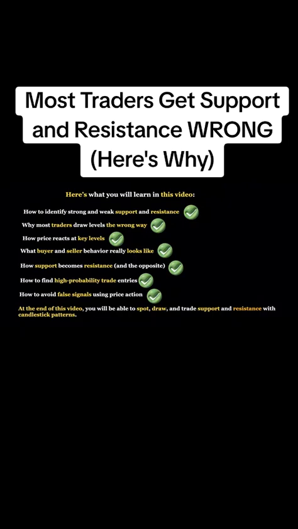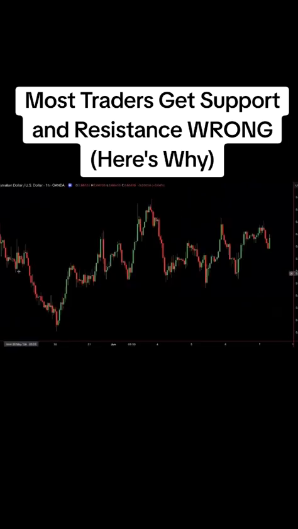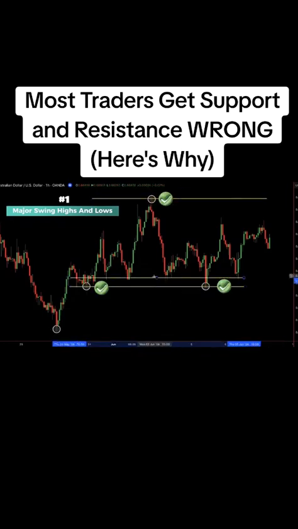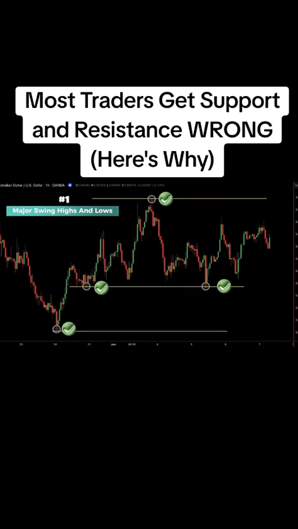Now, let's get started. To identify a strong support or resistance level, there are 6 key criteria you need to follow. Major swing highs and swing lows. Start by focusing on the most significant turning points on the chart. A strong support or resistance level is always built around a clear rejection zone, either the highest peak or the lowest point of a recent price movement. These extremes reveal where buyers or sellers stepped in with strength, and this is why price often comes back to react at these same levels again.